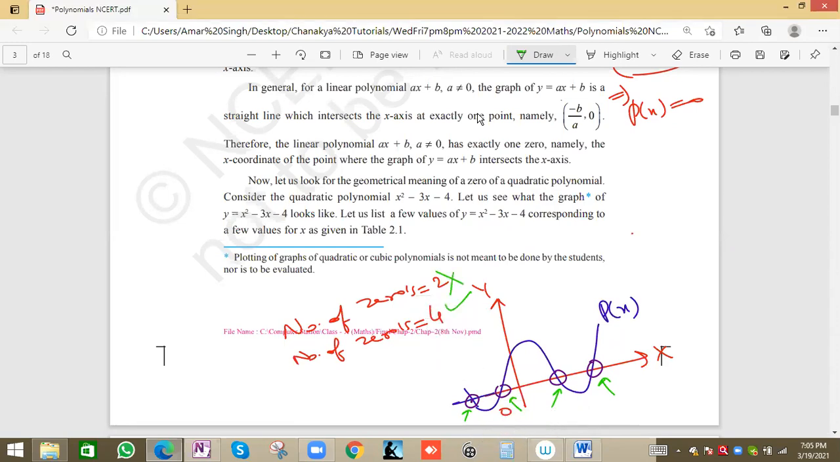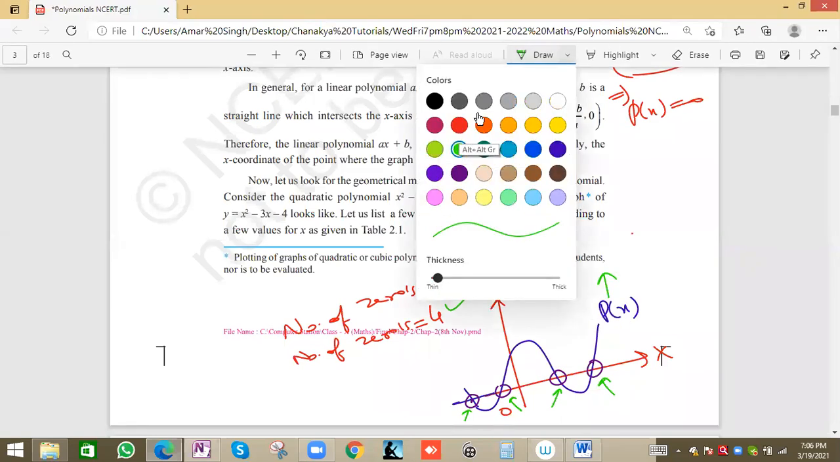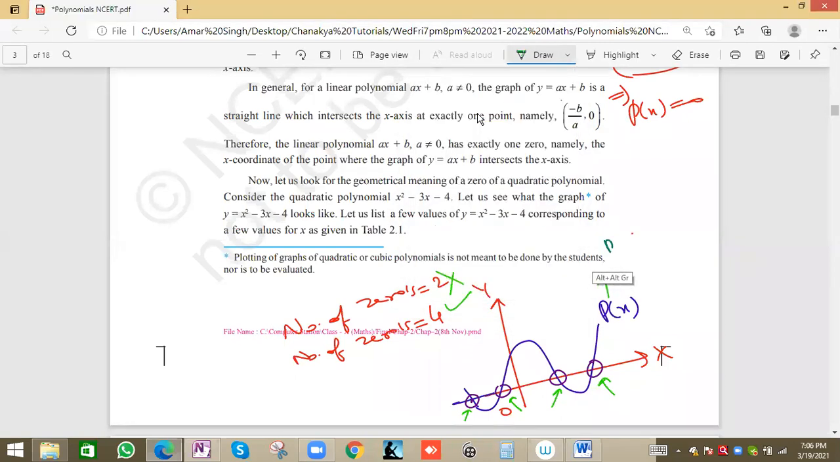So not 2, 4. Second thing, by this graph, or we can say by these points, by the number of zeros, that is 4, what can we conclude about this type of polynomial? The type of polynomial will be biquadratic. Biquadratic, right? So these things also we should know.